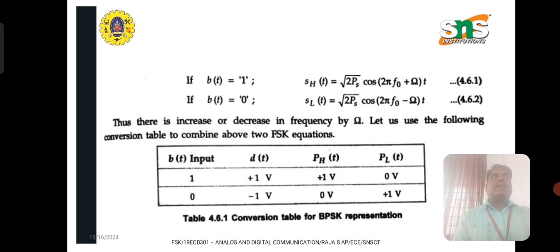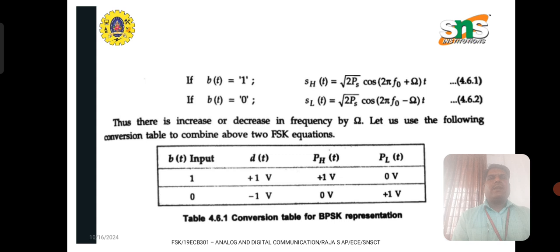If b of t is equal to 1, then s_H of t is equal to root 2 P_S cos 2 pi f naught plus omega of t. This shows that whenever we transmit a bit of 1, the high frequency will come. If b of t is equal to 0, then s_L of t is equal to root 2 P_S cos 2 pi f naught minus omega into t. This shows that whenever we have bit 0, then the phase shift is minus 180. Thus there is an increase or decrease in frequency by omega.